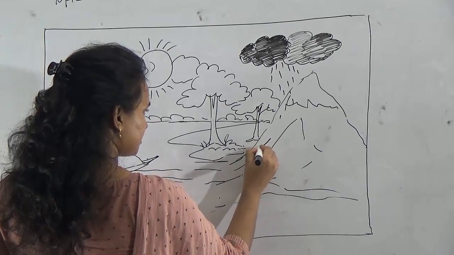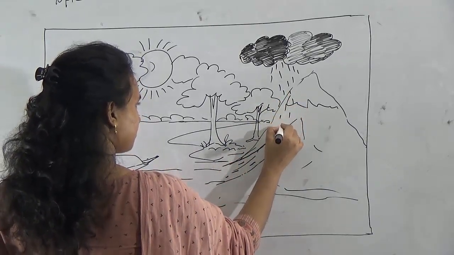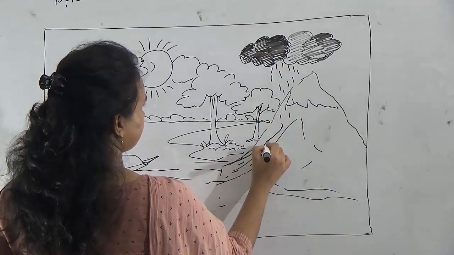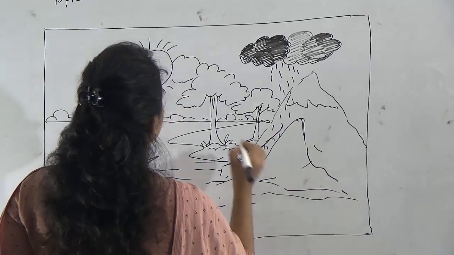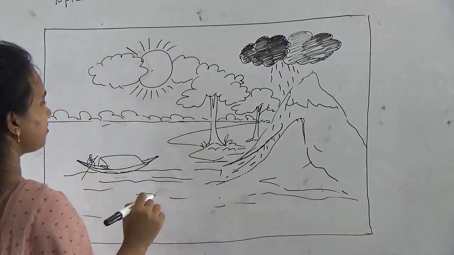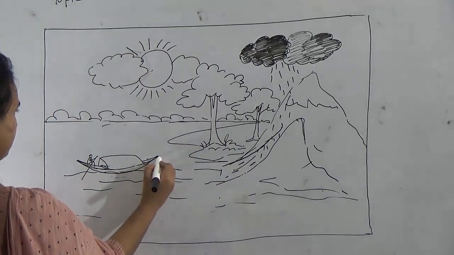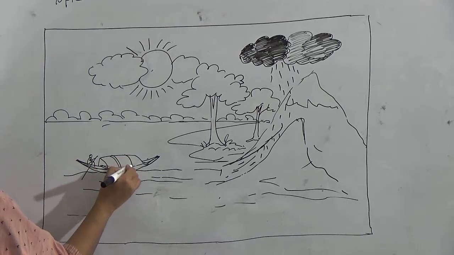And if this is the river, rain droplets are put here. This is the main, and this is the main water cycle.